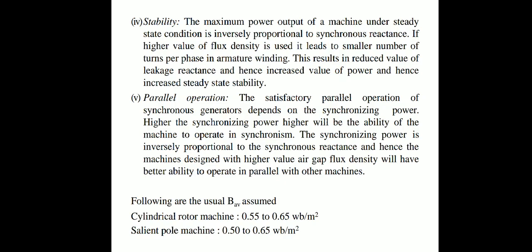Following are the usual values assumed. Specific magnetic loading assumed: cylindrical rotor machine, 0.55 to 0.65 Weber per meter square. Salient pole machine, 0.50 to 0.65 Weber per meter square.